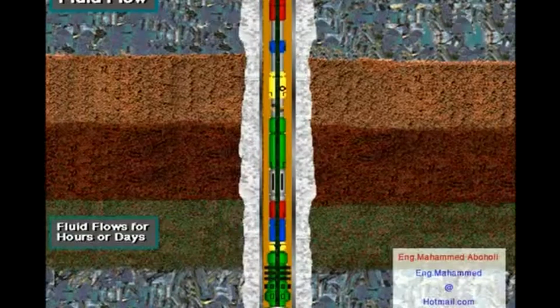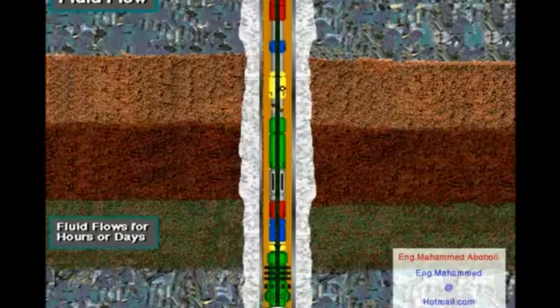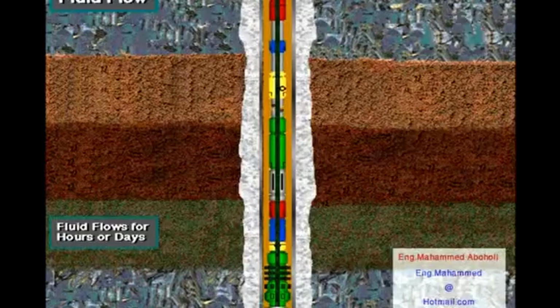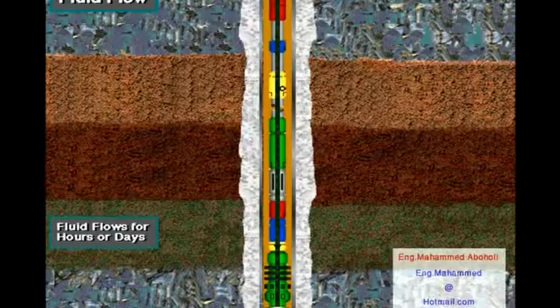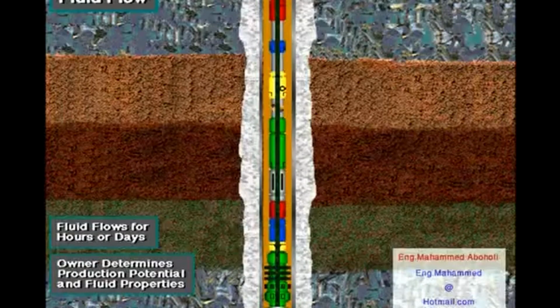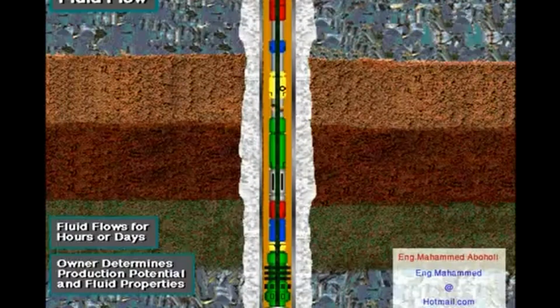The well owner then allows the fluid to flow for a few hours or for several days, depending on the well. Produced fluids are caught in a holding tank or burned off as they reach the surface. During the flow period, the owner determines the well's production potential and fluid properties.